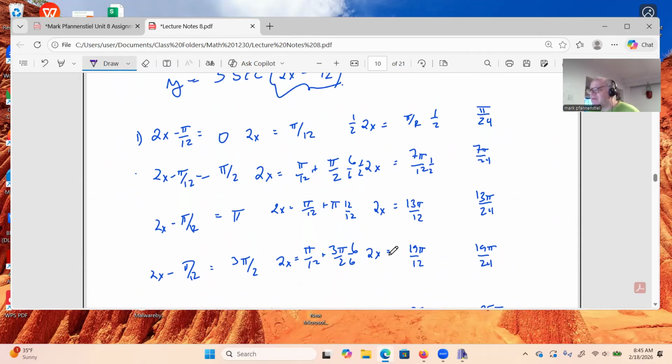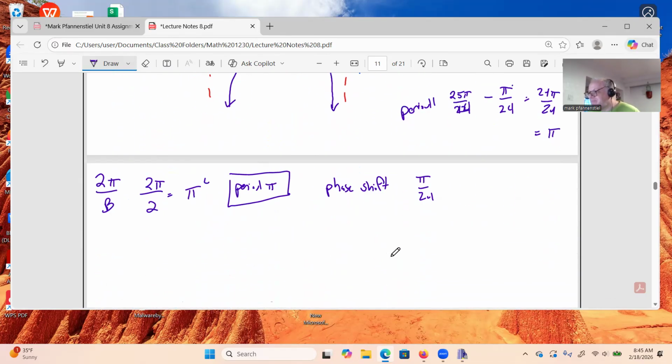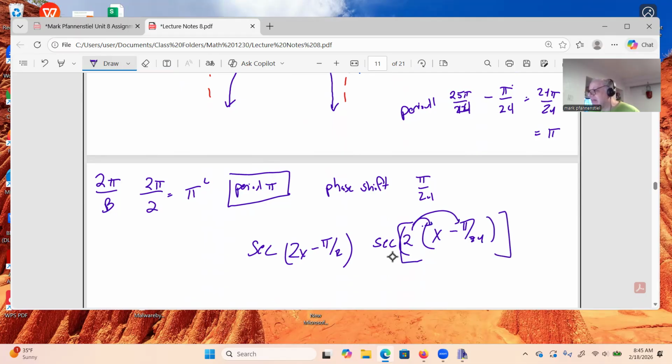Going back to my original problem, we had secant of 2x minus pi over 12. The way you would technically have to write this for the horizontal shift is secant of 2, and I'll put brackets here, because we're factoring the 2 out of this piece right here: 2 times x minus pi over 24. We factored the 2 out, but it goes back in to make it the same thing that I started with. So these are equivalent expressions, but for the phase shift, the x minus part has to be on the outside of the 2. Okay, so that's my phase shift.